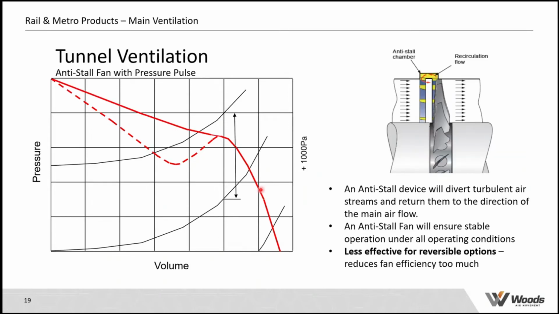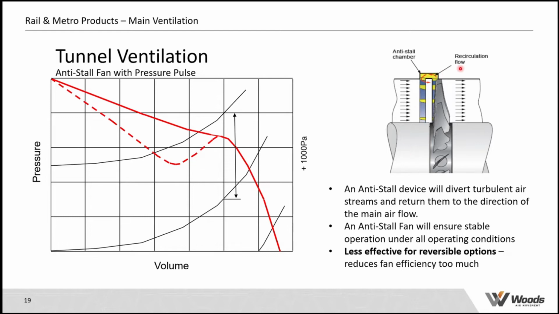The third option that we have, in this example, we've got a design operating point here, but we actually need a 1,000 pascals pressure pulse, which would take you over the top past the stall. We can fit what we call an anti-stall device, which effectively is a specially modified duct which sits around the impeller. And what it does is it helps to deal with what's happening during the stall.